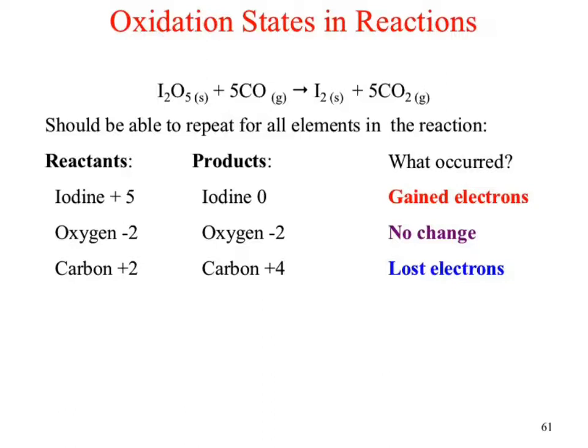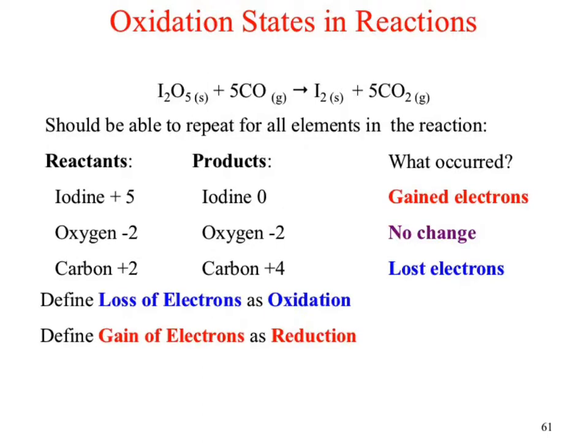Just like for our diatomics, we came up with a mnemonic device: have no fear of ice cold beer. We can do something similar with our oxidations. I can define the loss of electrons as oxidation, or the gain of electrons as reduction. LEO, also known as lion. What do lions do? Grr. There we go. And now I have it set up.